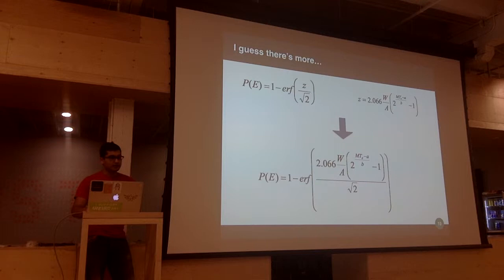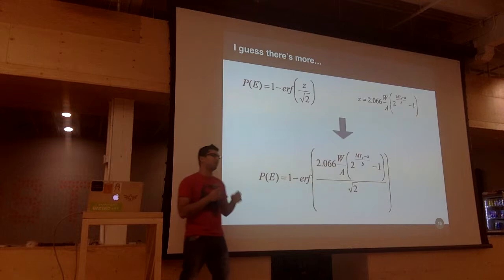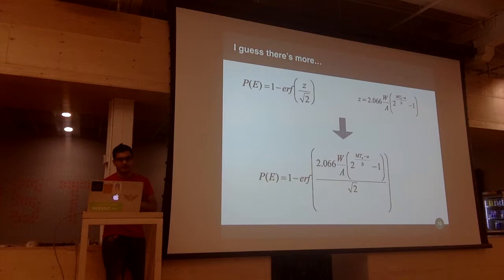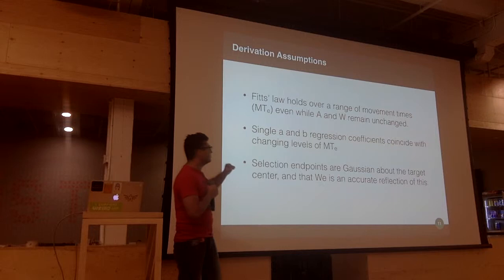As a check to make sure that we're on the right track, they also said that if you replace the effective movement time with the regular movement time that Fitts' law calculated, this comes down to about 3.0884%. So this was just a quick check that they're on the right track. The assumptions for this derivation are really important. The first one is that Fitts' law holds over a range of movement times, the effective movement times, even while A and W remain unchanged.